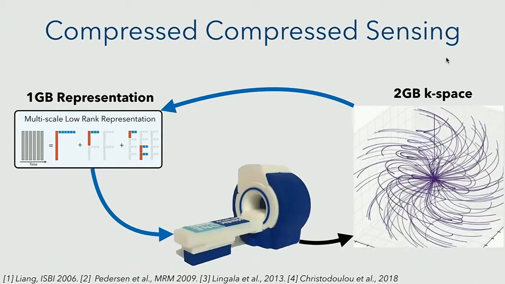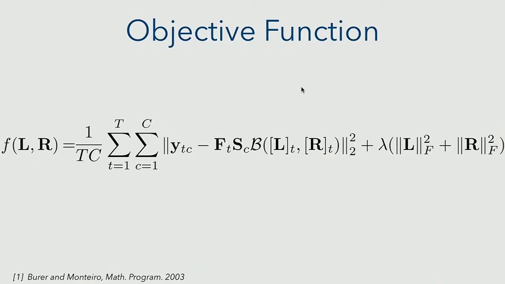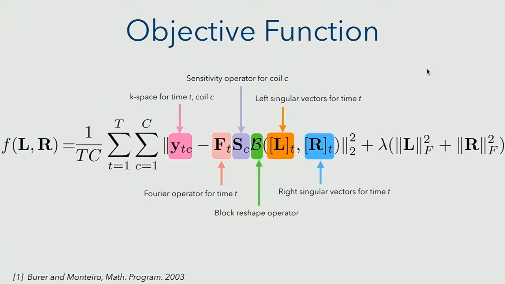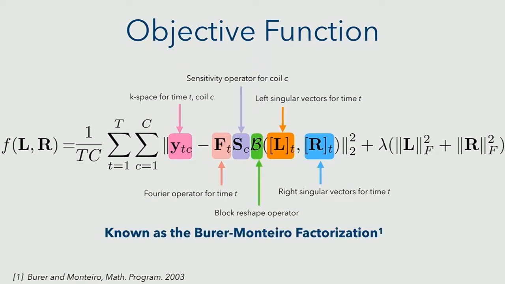Okay. So in particular, this is the objective function that we're considering. We're optimizing directly for the left and right singular vectors. This goes through the block reshape operator, sense operator, Fourier transform operator, and then meets with the K-space, and then performs the data consistency. Now this is in general known as the Burer-Monteiro heuristic, and one of the nice properties of this is that if the rank that you prescribe is larger than the rank of the solution, then you can guarantee to converge to the global solution. And so in principle, we can solve this and recover the underlying representation.